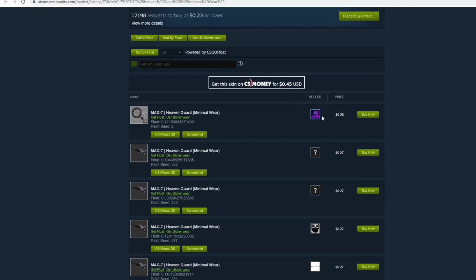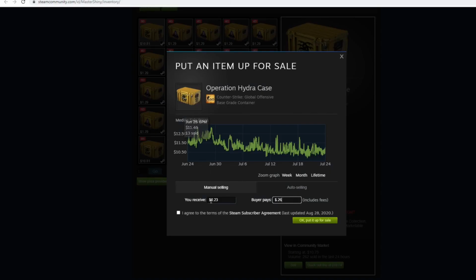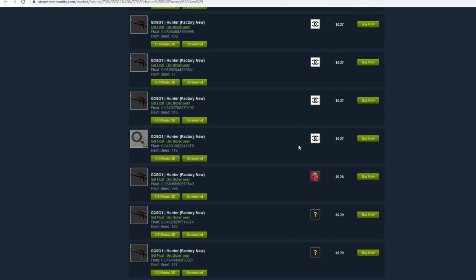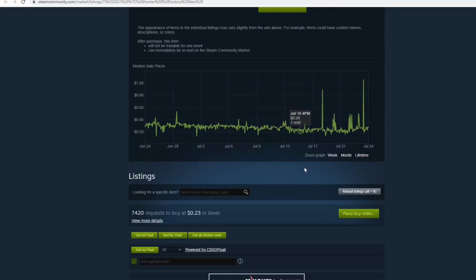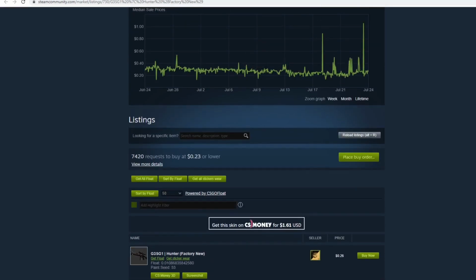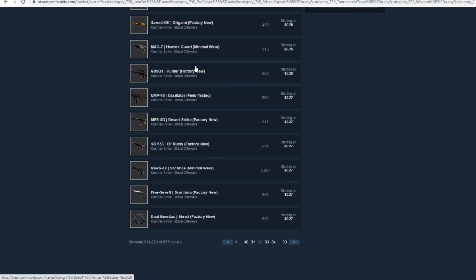25 cents. Nope. 23 cents. And still not really that good. 23 cents again. We can check 23 cents. Buyer would have to pay 26. There's a little too much competition for something like this that's not really that popular. I'd probably pass. And you can just keep going down the list, checking all of these skins.